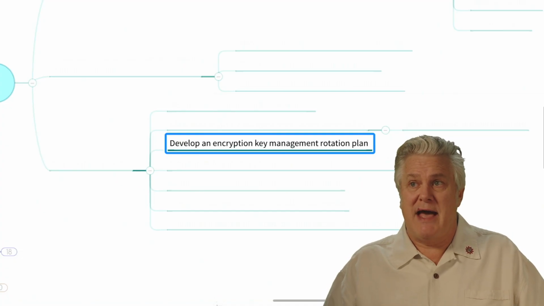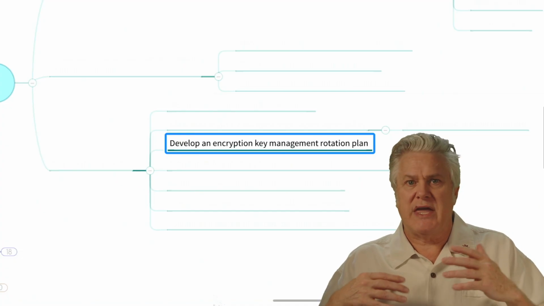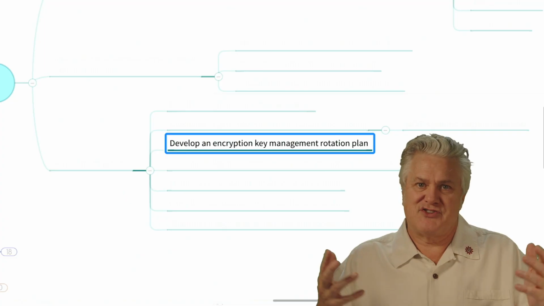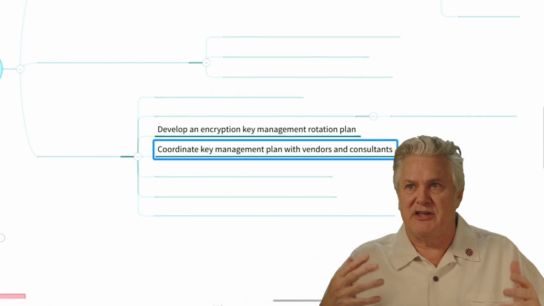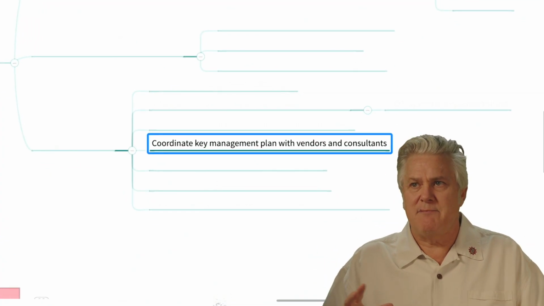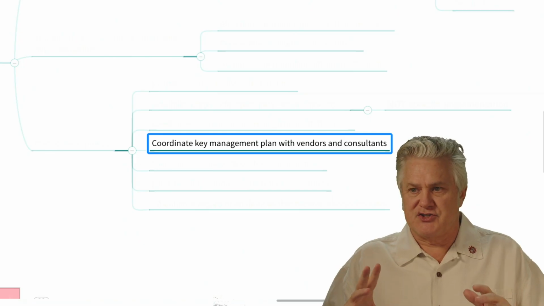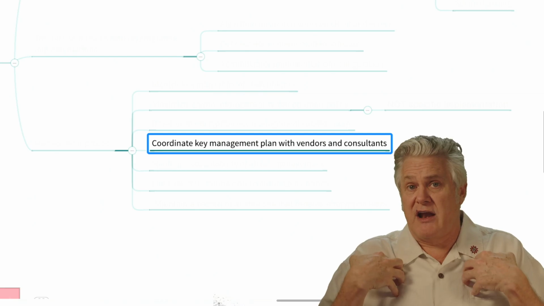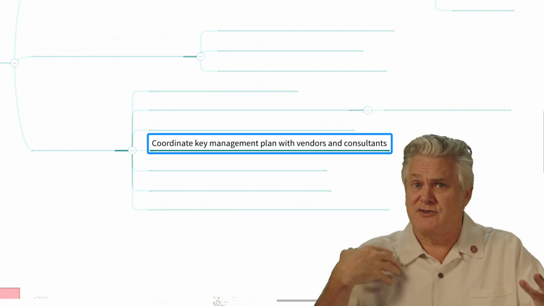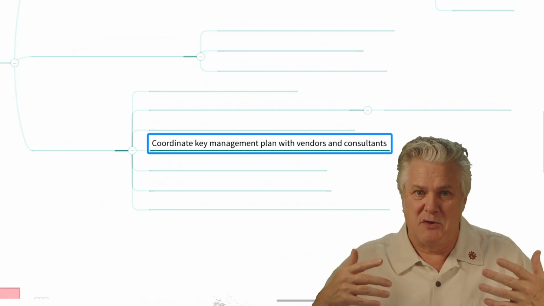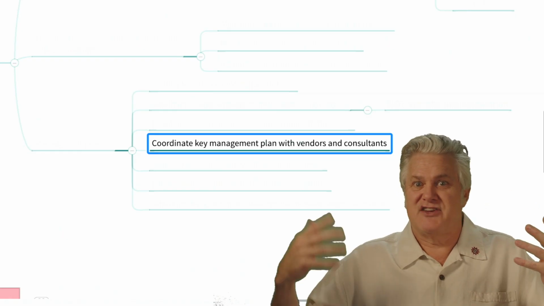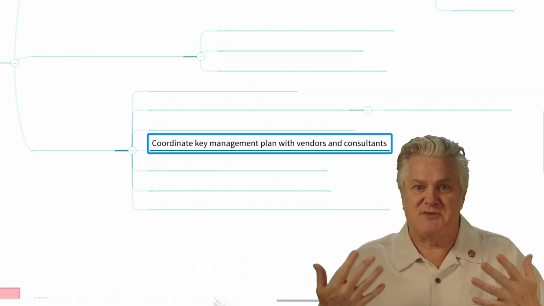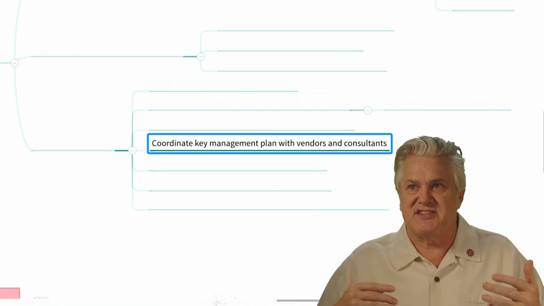It might be that the policy's kind of messed up. Develop an encryption key management rotation plan. I can't keep those keys forever, and I'll share with you a couple of examples of when that really goes bad. Coordinate the key management plan with vendors and consultants. So if you're going to rotate, this has to be in your contract. If I rotate every 3 years and you rotate every 2 years, how do we match that up? And do we wait until the 11-year cicadas and the 17-year cicadas all come at the same time? Or can we get these things in sync?